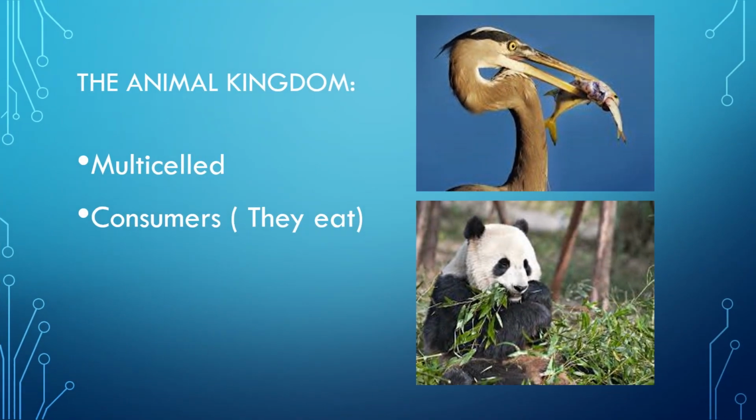Now, the animal kingdom. We are part of the animal kingdom, of course. They're multi-celled like plants. However, animals are consumers and not producers. Consumers means that they eat to get nutrients to survive and to get energy. They don't make their own food, so we have to consume. That's why we are consumers.